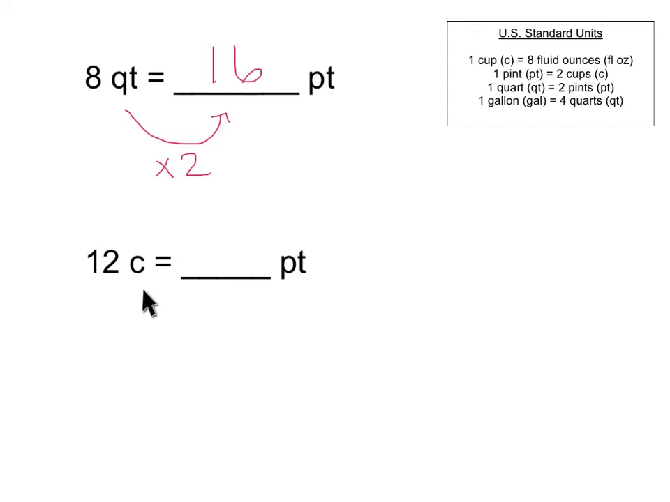Down below, I have 12 cups equals some number of pints. When I compare cups and pints, cups is the smaller unit of capacity compared to pints. So in this case, I'll need to divide because I'm going from a smaller unit of measure to a larger unit of measure. I'll be dividing by the number of cups in a pint, which is 2. 12 divided by 2 is 6. So 12 cups equals 6 pints.